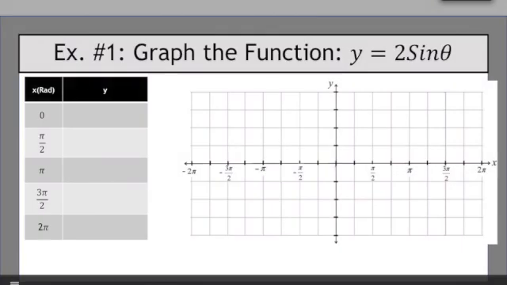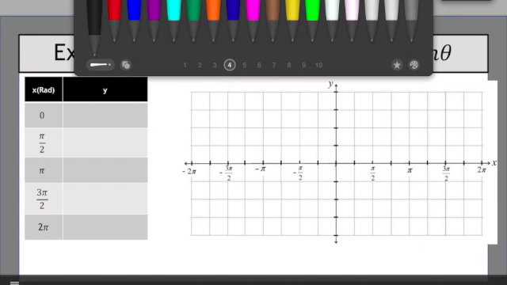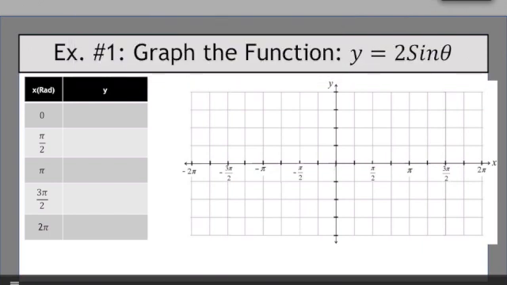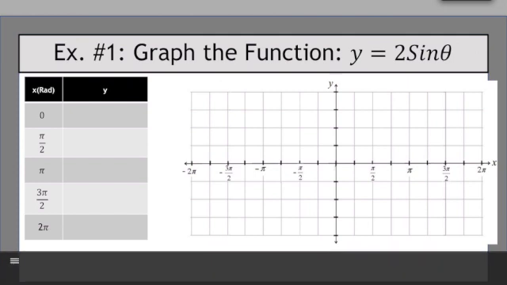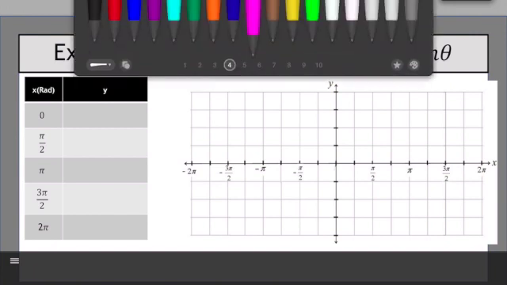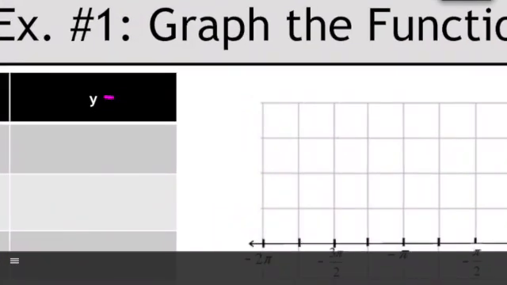Okay, so for this first example, I want us to graph the function y is equal to 2 sine theta. So we're going to graph this the same way we've been graphing all year long. First thing I want to do is graph my parent function out. So we have to memorize the points to our parent function for the sine. This is the sine. Y is equal to the sine of theta in this case.